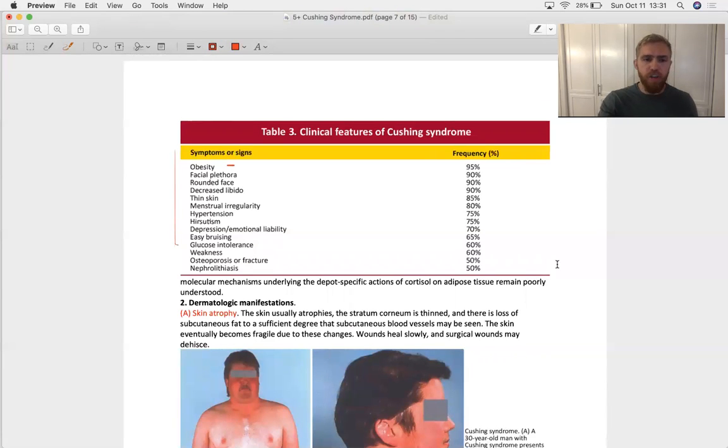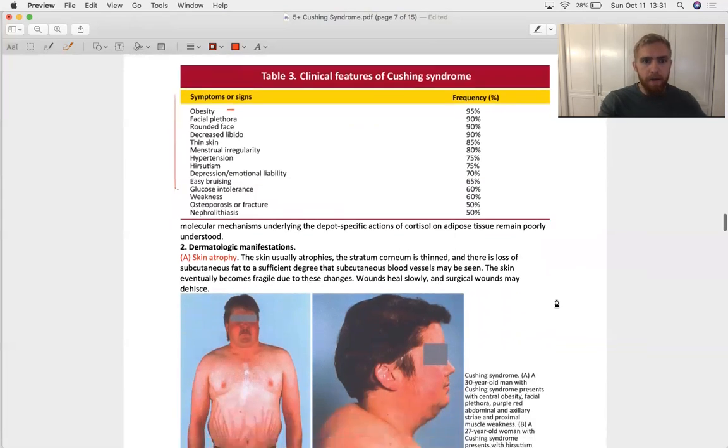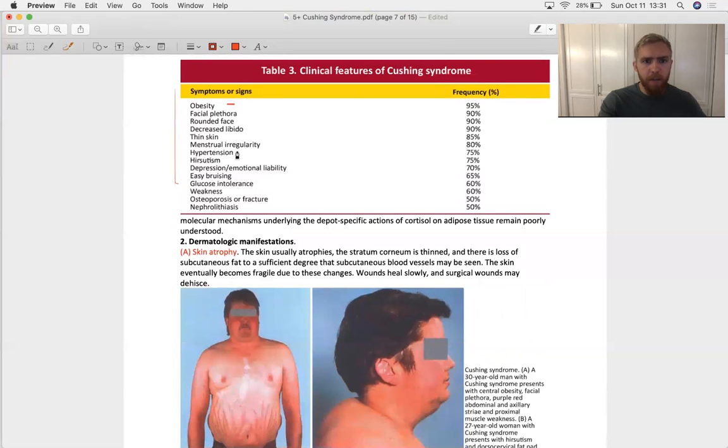And in a question stem, indeed, they will give you 3 or 4 or 5 of these before they ask you the question, and be able to recognize a couple things like obesity and the moon face, you got that. The buffalo hump, you got that. That's easy. But also hypertension, remembering that cortisol has those pro-adrenergic effects. Hirsutism is a unique one, particularly in women.